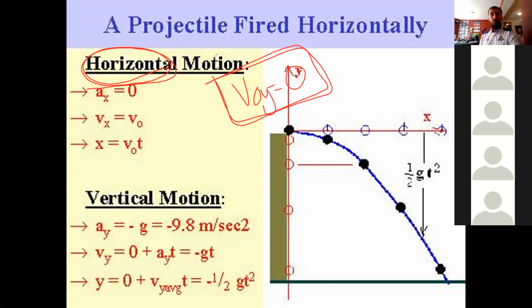Because think about it. What direction is that 5 meters per second in? It's in the X, the horizontal direction. So anytime you read horizontal, that means the initial velocity is all in the X direction, and the initial velocity in the y direction is zero. Now, as time goes on, the velocity in x is going to stay the same. But the velocity in y is going to increase negatively, right? It's going to speed up going down. Okay?